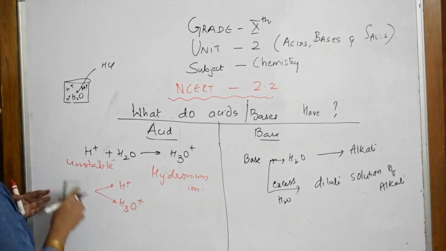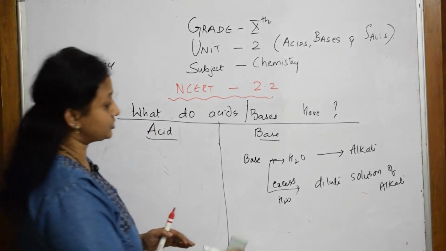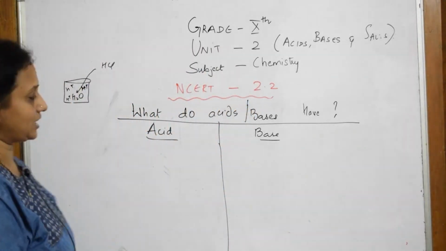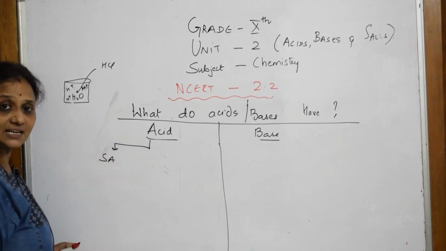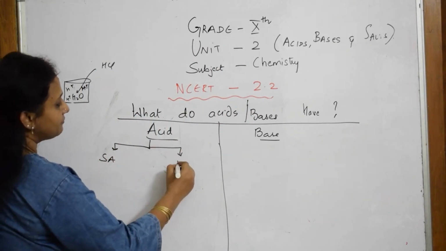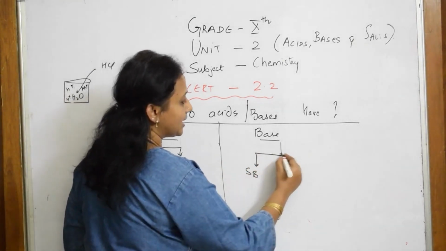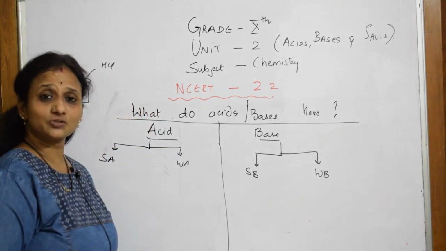Now let us go a little bit further. Suppose I have to see the classification of acids and bases. Acids and bases are of two types. We have strong acids, SA stands for strong acids, and we have weak acids. Bases are also of two types: one is strong base and the other is weak base. Now what is strong and weak again?